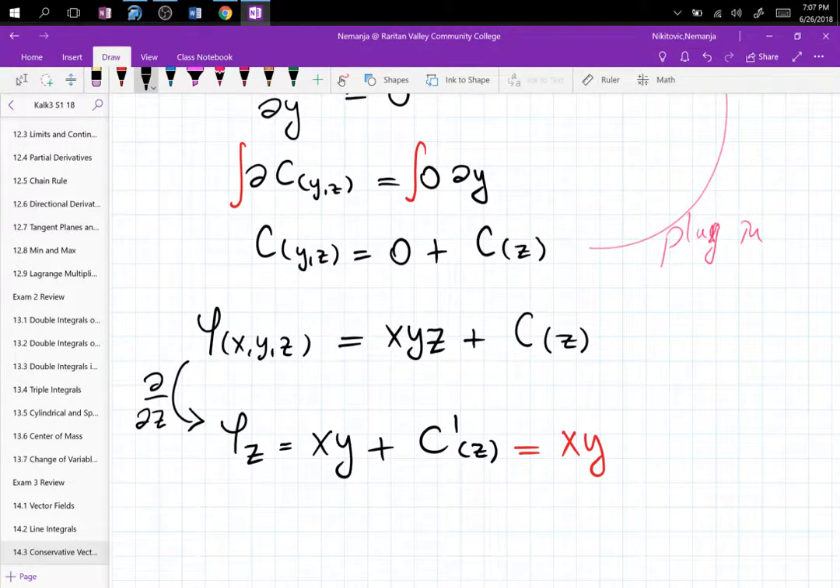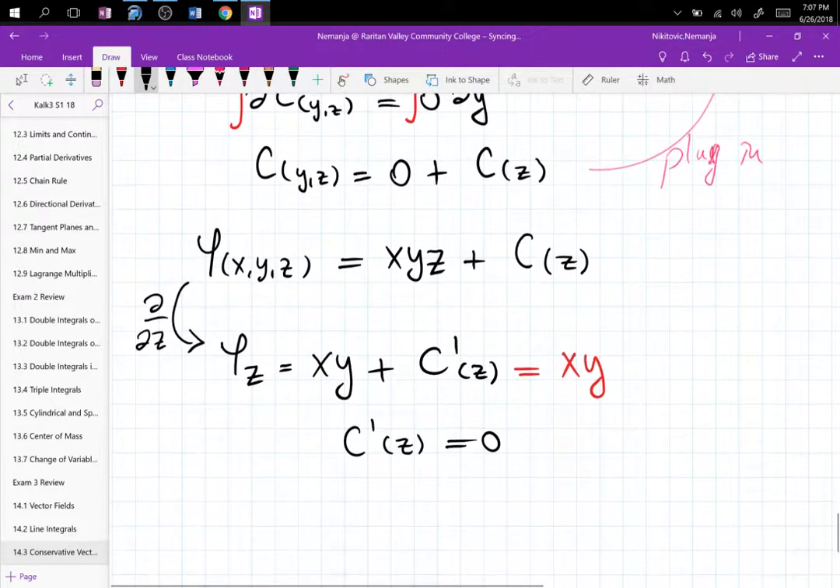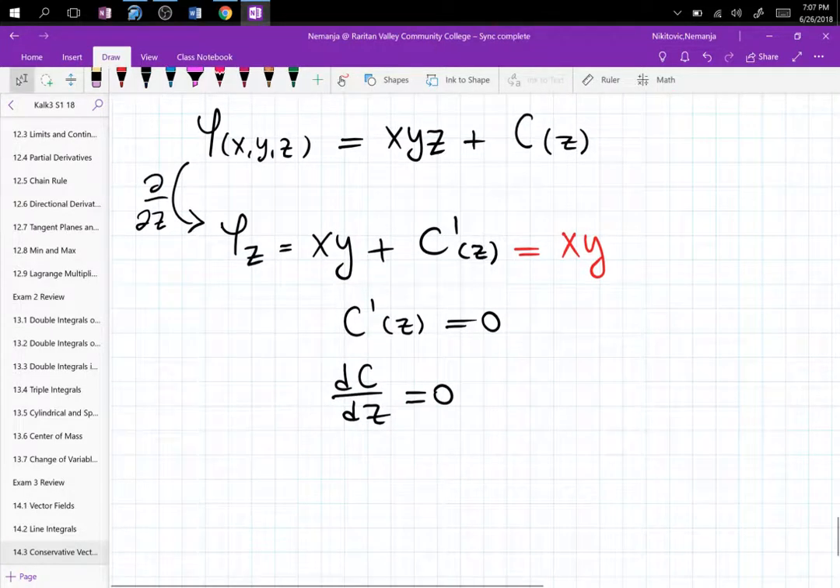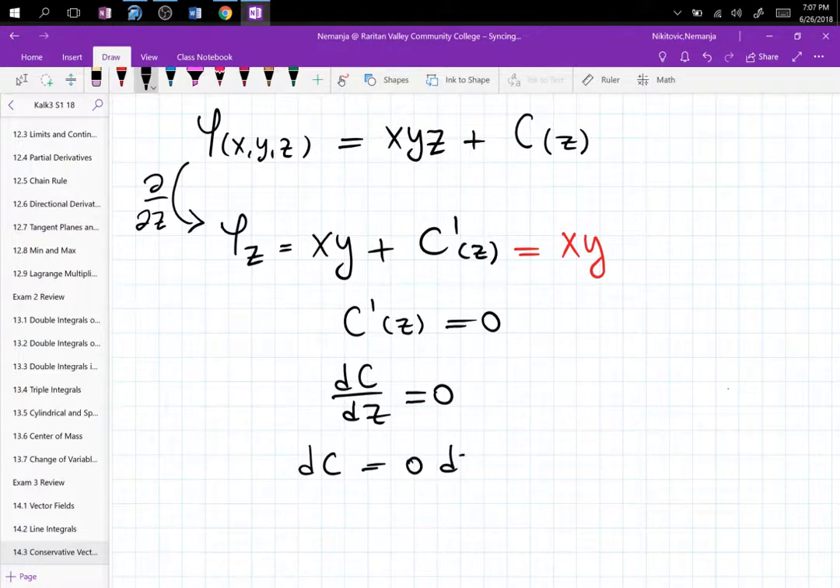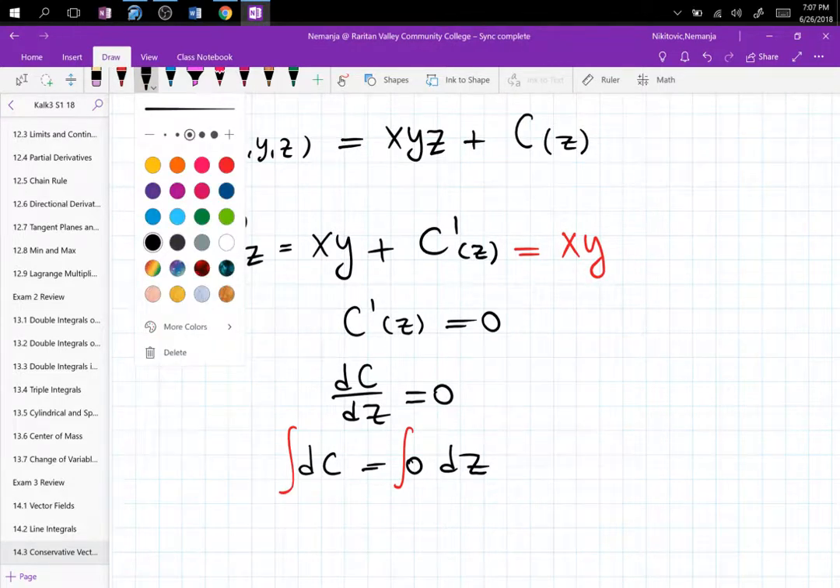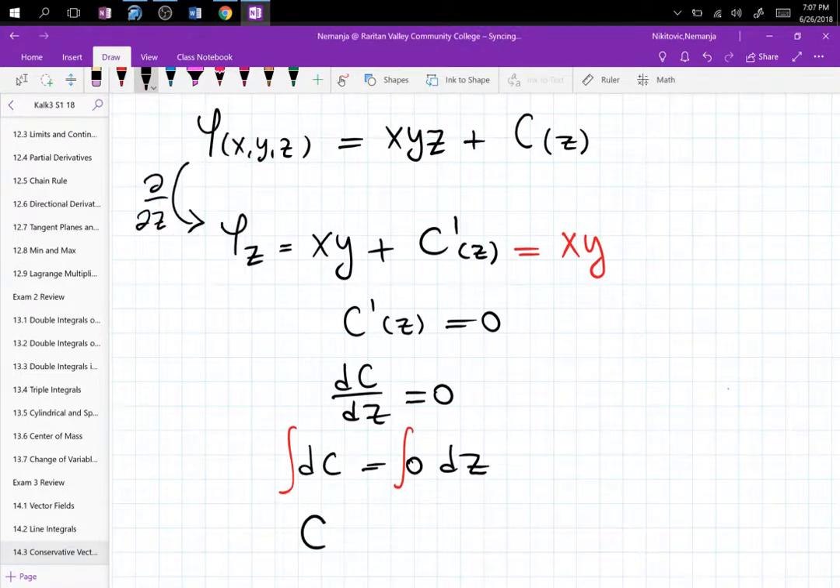From this equation, we get that c prime of z is equal to 0. C prime is dc dz equal to 0. When we separate variables, we get dc equals 0 dz, and then we integrate both sides, and we get that c, which was supposed to be a function of z, is equal to 0 plus some constant k.